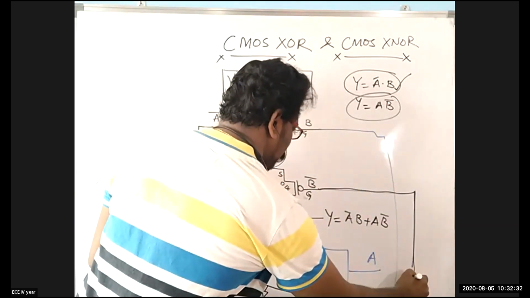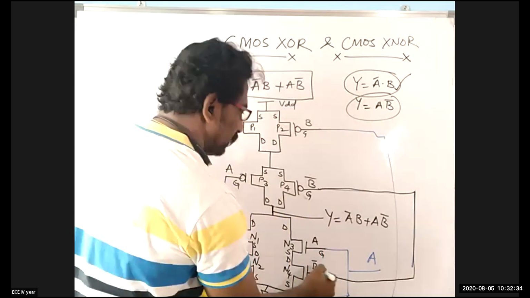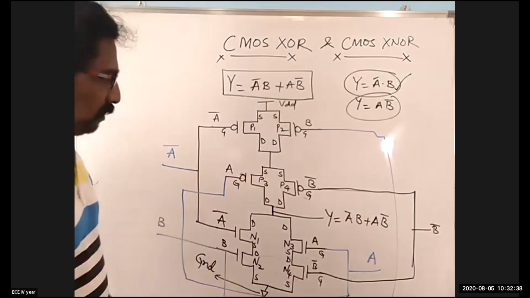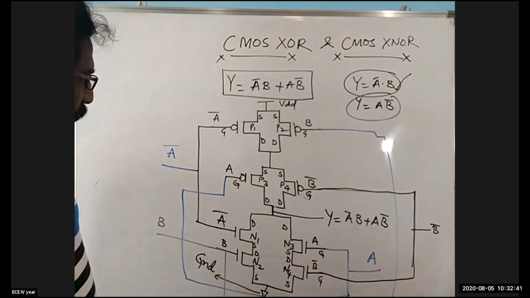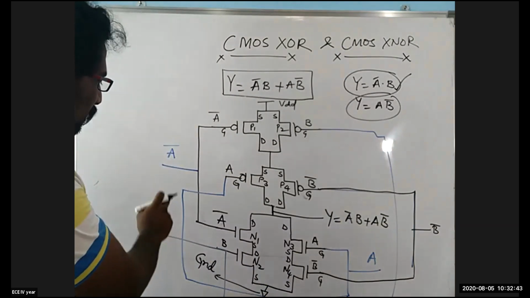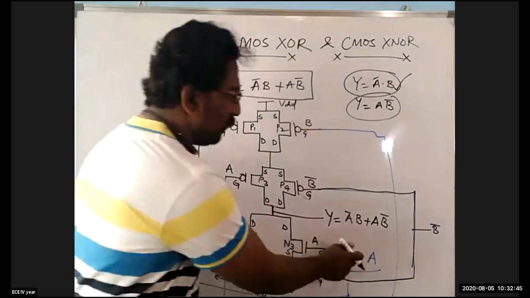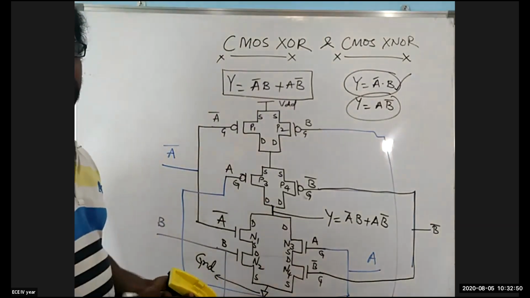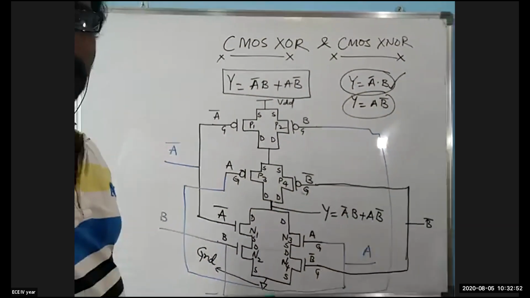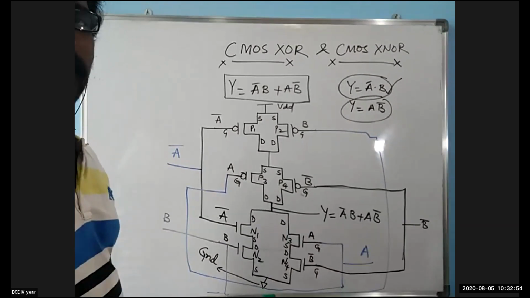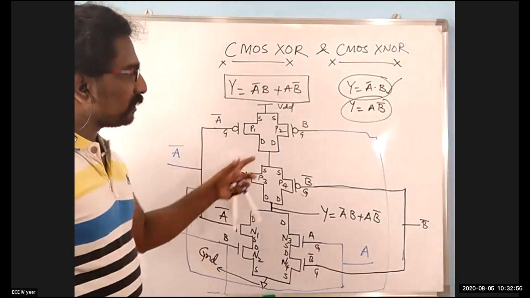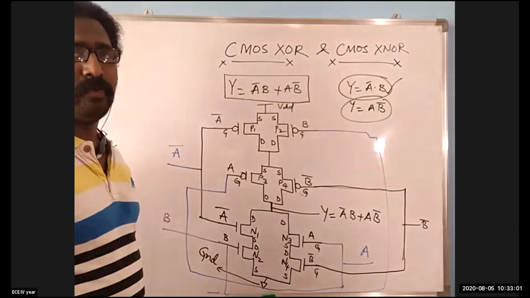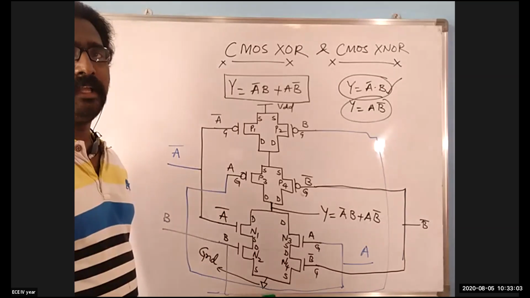B bar is connected to B bar of your N transistor. So this is your B bar. I hope you have completed all: A bar B, A bar B, and A B bar. This is how you are supposed to make the connections of your N transistors. So this becomes a complete structure for the equation Y equal to A bar B plus A B bar.